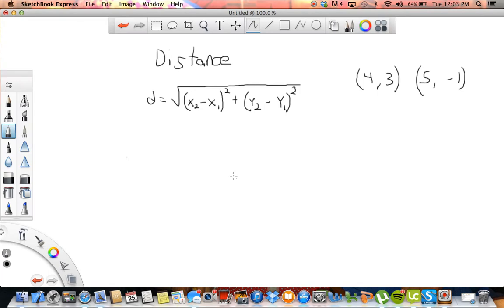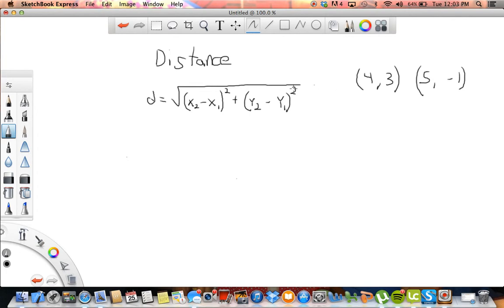With this next packet, we're going to be dealing with distance, midpoint, Pythagorean theorem, and then we're going to be dealing with unit conversions in the very last part of the packet. But let's start with the distance formula. It's this big funky looking thing right here.